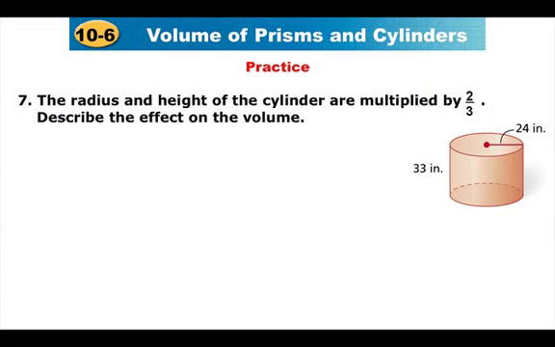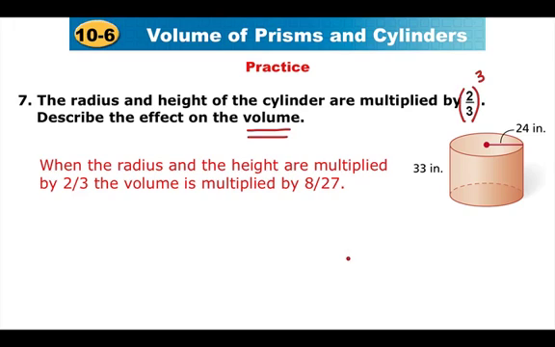It says the radius and the height of the cylinder are multiplied by 2/3. Describe the effect on the volume. Again, here we're talking about volume. So I'm going to take this factor and I'm going to raise it to the third power. Without doing any work, I can answer this question. And all I need to do is just basically say what I have here.